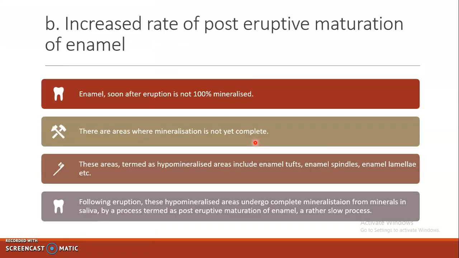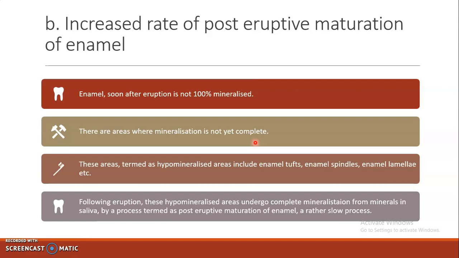Now coming to the second mechanism. The second mechanism is increased rate of post-eruptive maturation of enamel. Now what is the meaning of post-eruptive maturation? This also you must have read in your DADH classes. Post-eruptive maturation is, as you all know, whenever the tooth erupts into the oral cavity, the enamel is not 100% mineralized. There are hypomineralized areas of enamel.